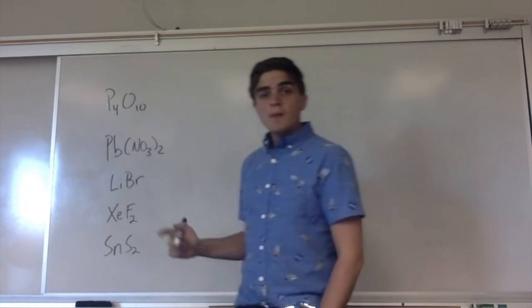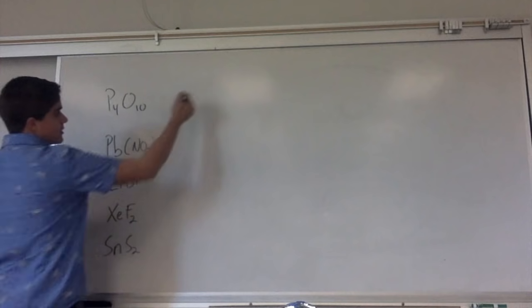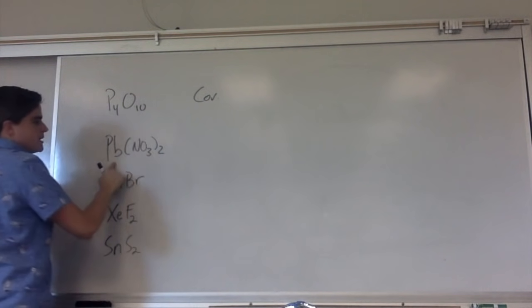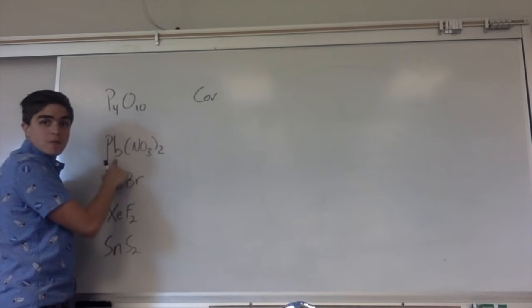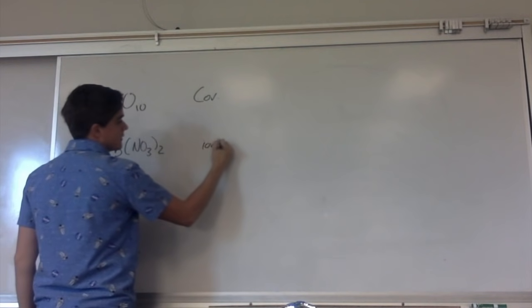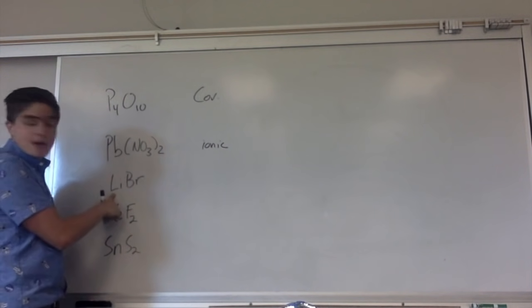All right, so here you go. P4O10, non-metal, non-metal. That means this is covalent. Pb(NO3)2, lead is a metal. Because it's a metal, this has to be ionic. LiBr, lithium's a metal, this has to be ionic.